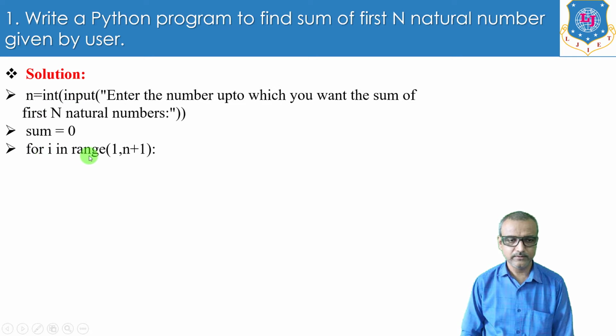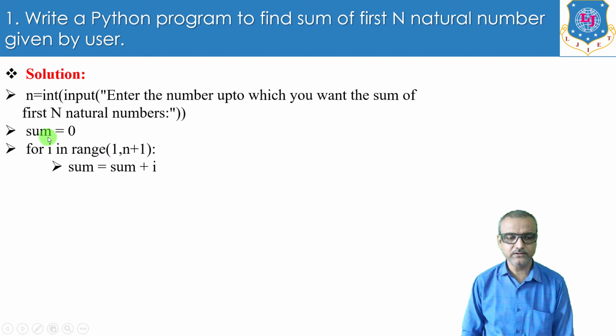For i in range of 1, n plus 1. The value of n is 5, so range of 1, n plus 1 will become 1, 6. And range of 1, 6 will give you the values of i from 1 to 6 minus 1, that is 5. So the value of i will be from 1 to 5. Now sum equals sum plus i.